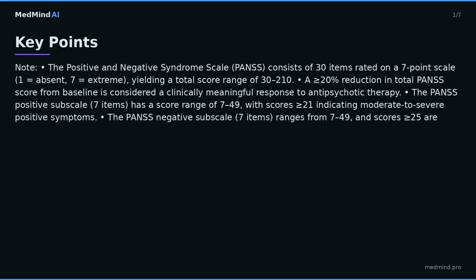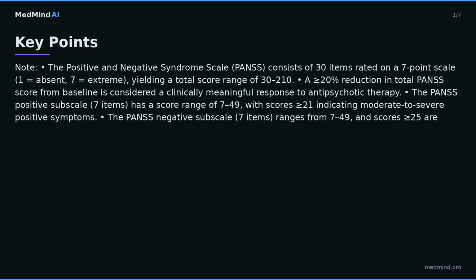A total PANSS score greater than or equal to 70 is typically required for inclusion in clinical trials of antipsychotics. The PANSS-derived Clinical Global Impression Schizophrenia (CGIS) scale correlates with PANSS at R equals 0.78, P less than 0.001.